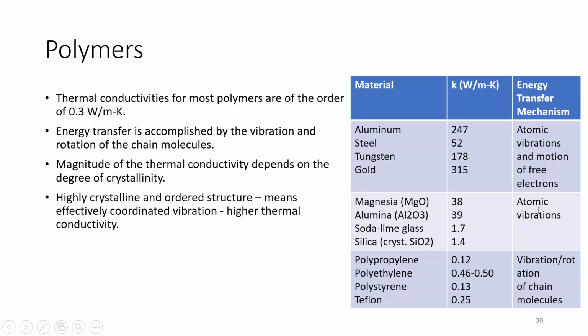In case of ceramics, it is because of atomic vibrations only. So in magnesia it is 38, in alumina it is 39, in soda lime glass it is 1.7, and in silica it is 1.4. In case of polymers, for polypropylene it is 0.12, for polyethylene it is 0.46 to 0.5, for polystyrene it is 0.13, for Teflon it is 0.25. So in case of polymers, it is because of atomic vibrations and rotation of chain molecules.